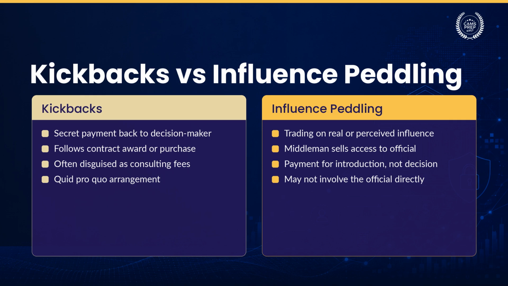2 more forms deserve careful distinction: kickbacks and influence peddling. A kickback is a secret payment flowing back to the decision maker after a contract or purchase is awarded. It is a quid pro quo. You gave me the contract, I give you a percentage. It is often disguised as a consulting fee or commission. Influence peddling is different. Here, a middleman trades on real or perceived access to an official. The middleman sells the introduction or the access, but the official may not even know. On the exam, ask yourself, did value flow back after a decision, or did someone sell access before one? That tells you which term applies.